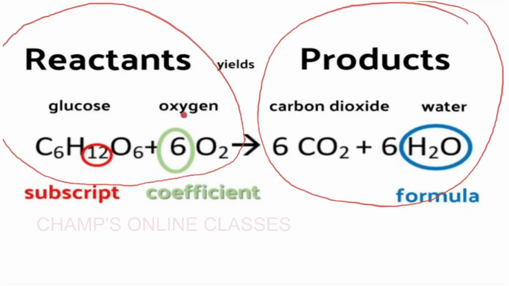We can read it like 1 molecule of glucose reacts with 6 molecules of oxygen to yield 6 molecules of carbon dioxide and 6 molecules of water. Now this H2O is the formula of water, and the numbers which are part of your formula are your subscripts, and the numbers which are written in front of the formula or the molecule are the coefficient.